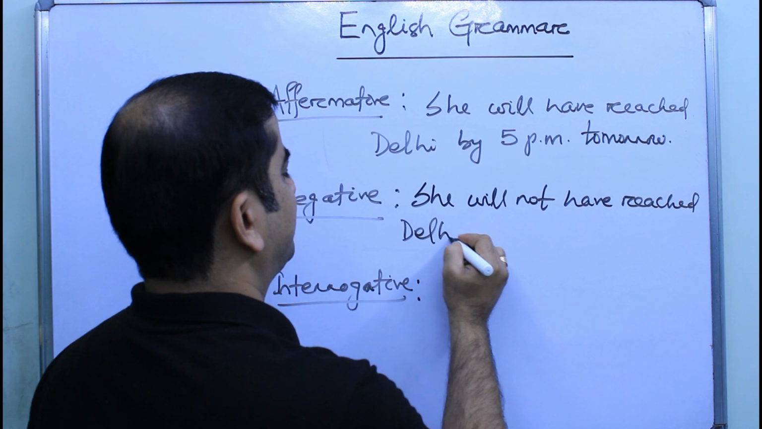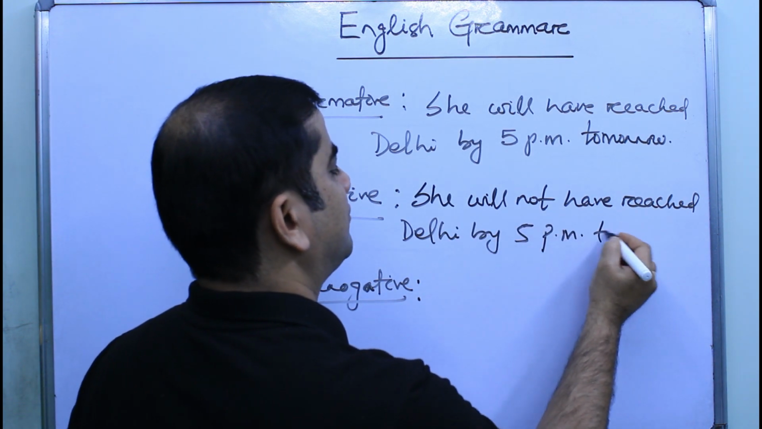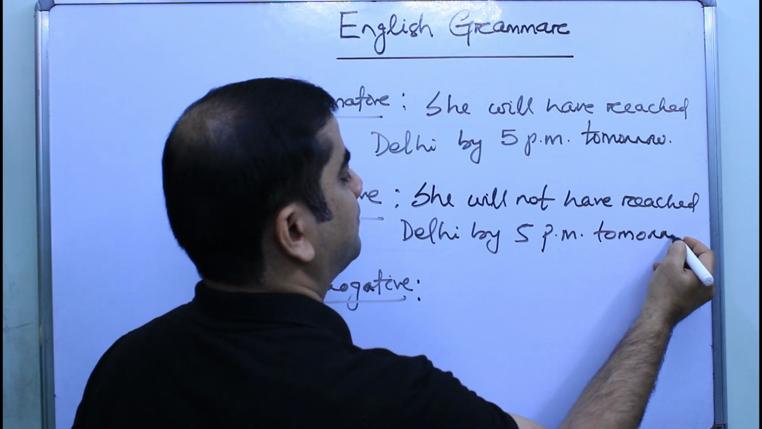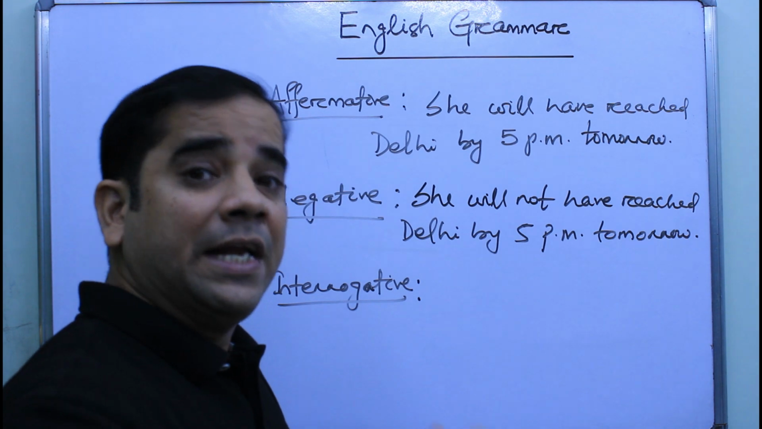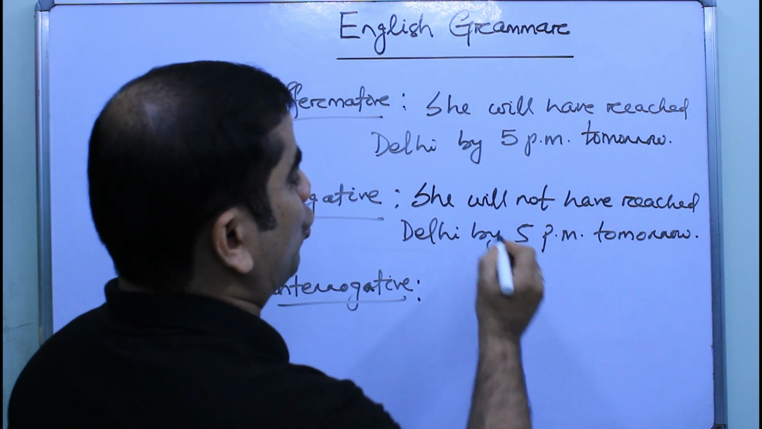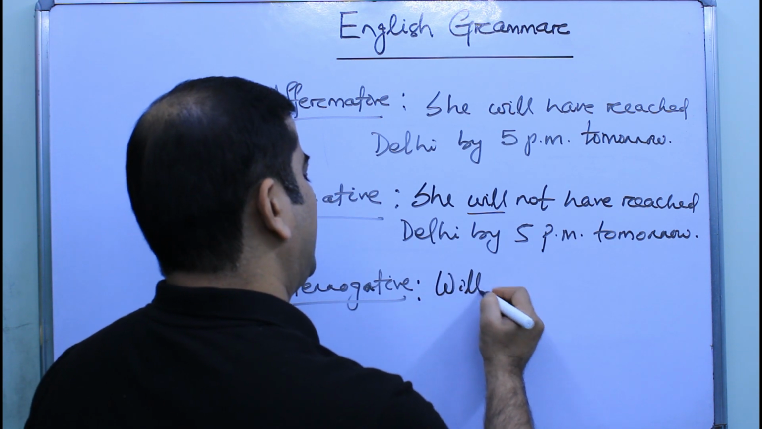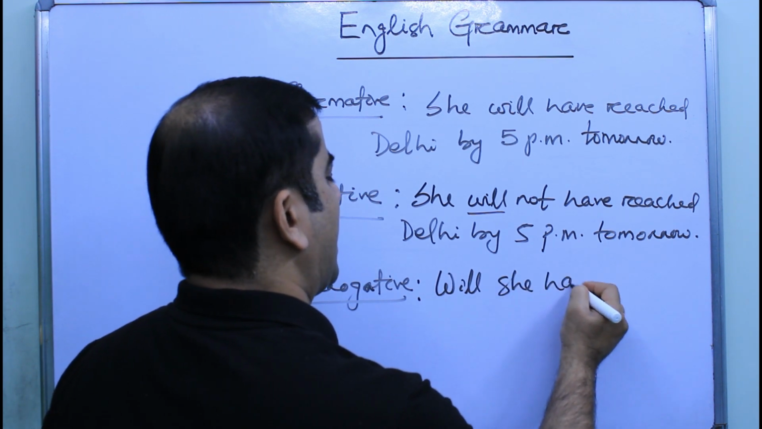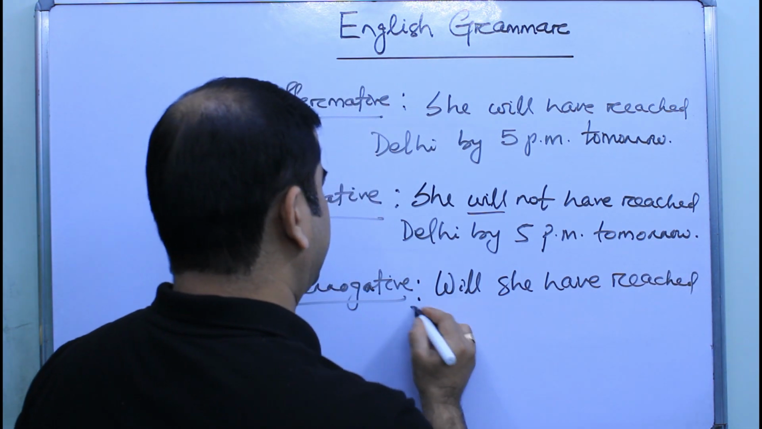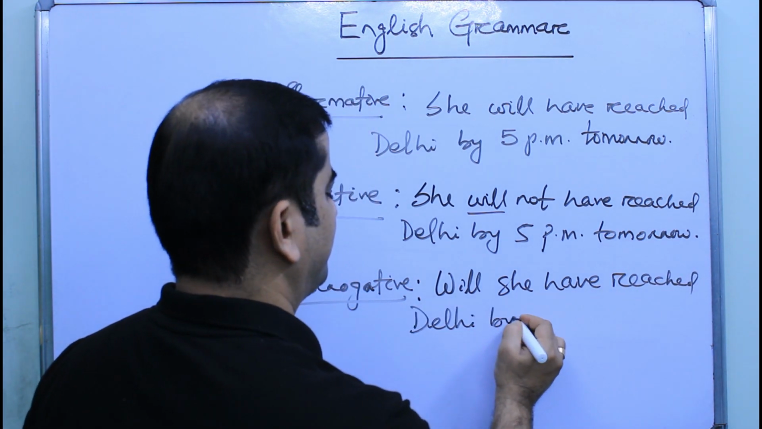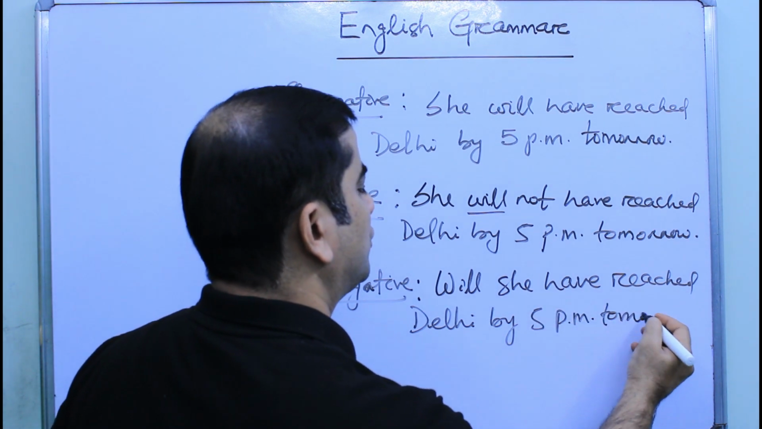Delhi by 5 p.m. tomorrow. Okay. And to form the interrogative sentence, we need to bring the helping verb at front. So, will she have reached Delhi by 5 p.m. tomorrow?